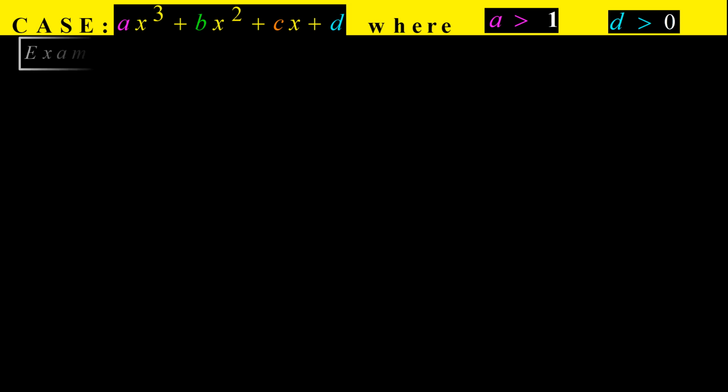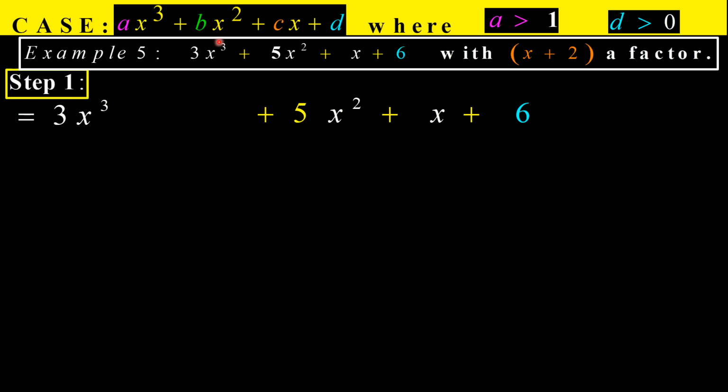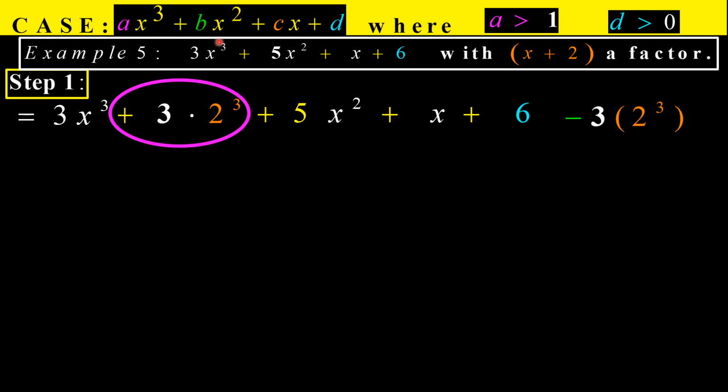Let's take another example. Here you can see the leading coefficient is not a 1, it's a 3, right? So let's take the example 3x cubed plus 5x squared plus x plus 6. First of all, I just displace it so I can add my cubic part there. Because I have a 3 and that's a 2, I'm going to add 3 times 2 cubed. And to balance the 3 times 2 cubed, I'll have to subtract 3 times 2 cubed, which is negative 3 times 8, which is negative 24.